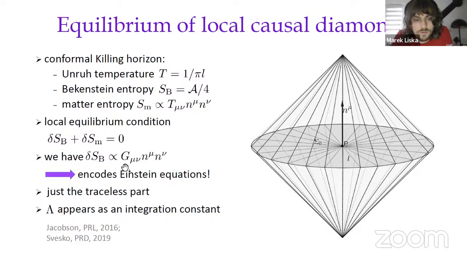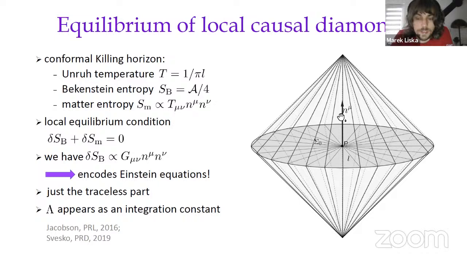And when you do that using Riemann normal coordinate expansion, most conveniently, you will find that this change in area is proportional to the Einstein tensor. And again, it's time-time component contracted with the time-like vector field n in both indices. So you put these two expressions in the equilibrium condition, and you can note that in this point P, we can choose any time-like vector n mu.